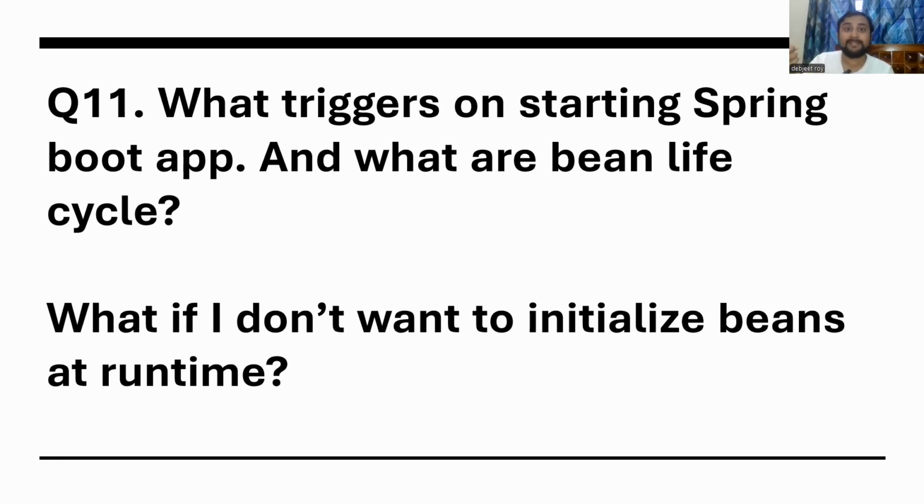Then there is matchIfMissing, and match if missing property. If that field is available in the properties file, then only it will match and create the bean, or else it will not create the bean. So these are some of the things. Try to learn the conditional on property annotation so that you get clarity on these concepts.